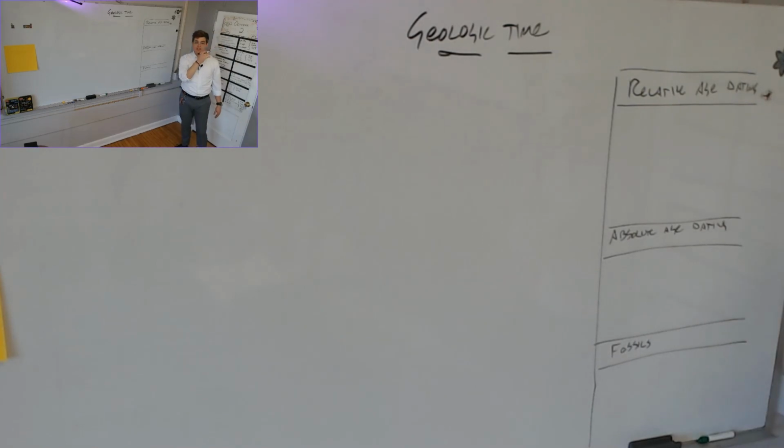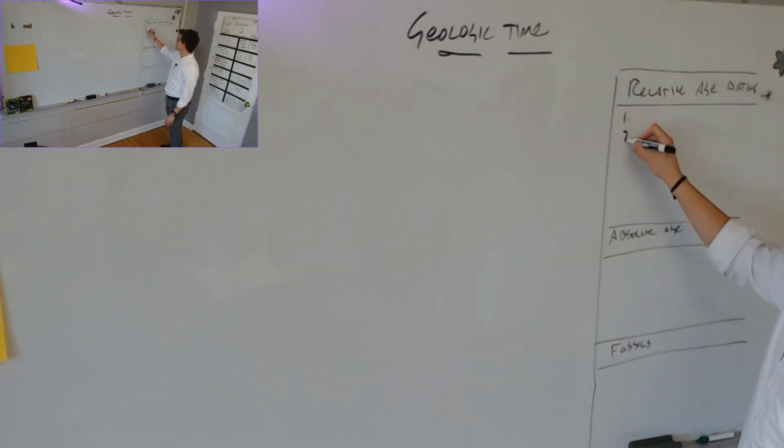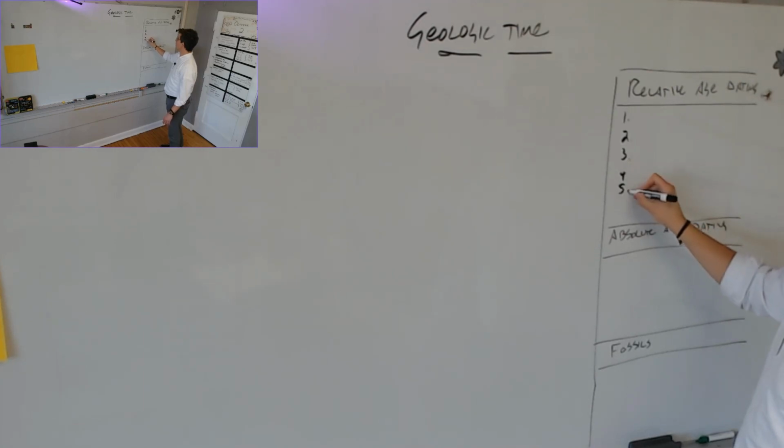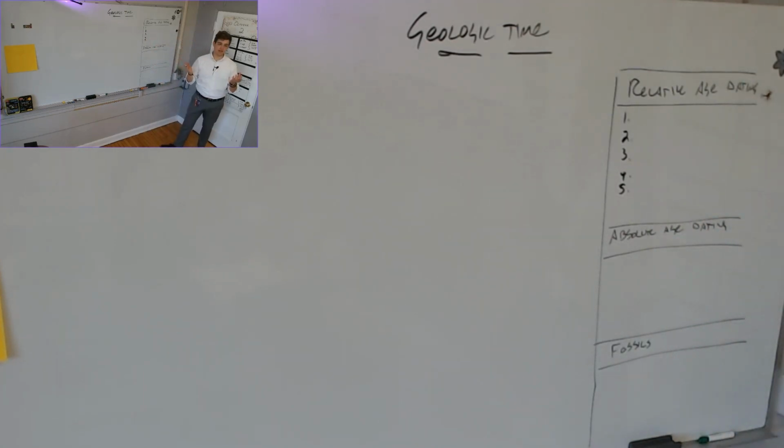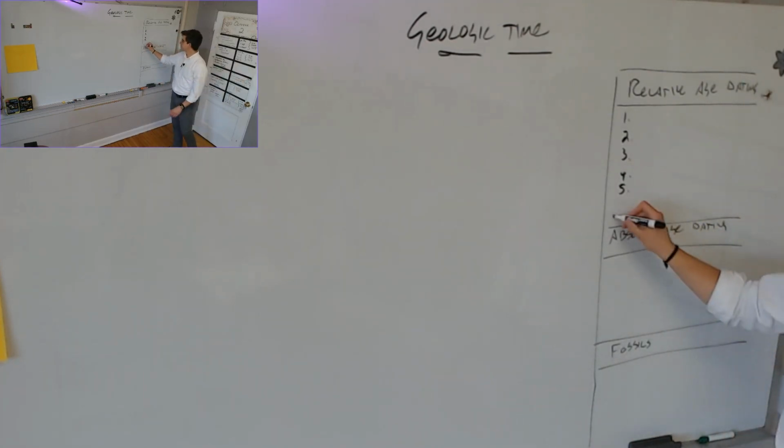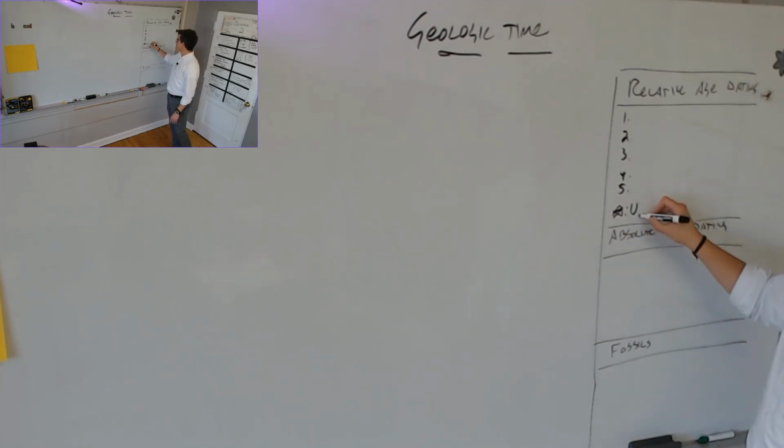For the relative age dating, I want you just to list, I didn't mean that at all, I want you to list the 5 Steno's principles by Nicholas Steno. Remember those? 1, 2, 3, 4, 5. And then the encompassing 6th one. Okay, we'll start with that one.